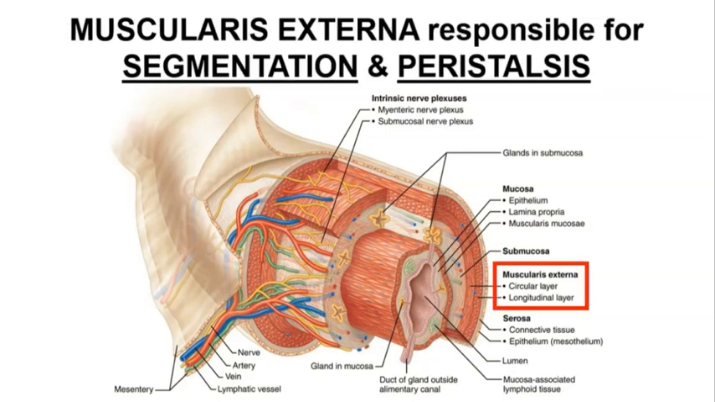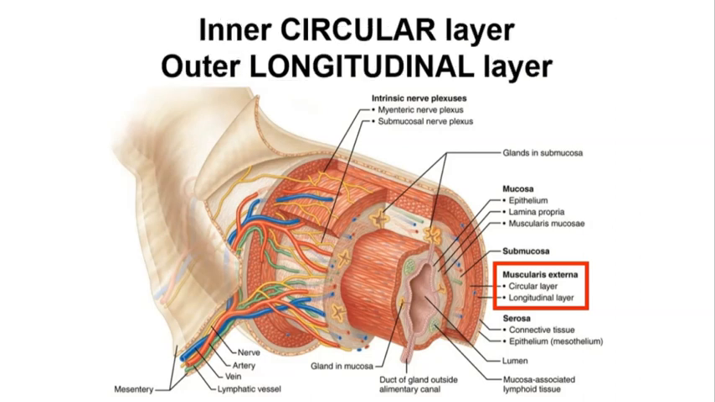The muscularis externa is a layer that is responsible for both segmentation and peristalsis. The muscle fibers or cells that are in the longitudinal layer of the muscularis externa run lengthwise, and they pull the alimentary canal so that it shortens when they contract. Meanwhile, the muscle fibers that are in the circular layer of the muscularis externa run around the circumference of the alimentary canal, so that contraction of these muscles constricts the diameter of the alimentary canal.